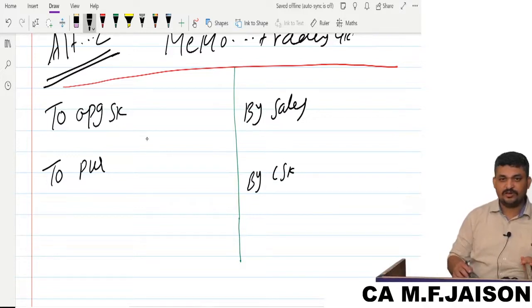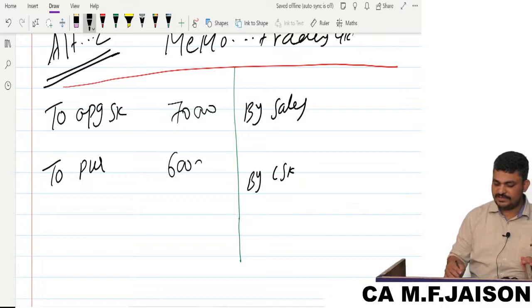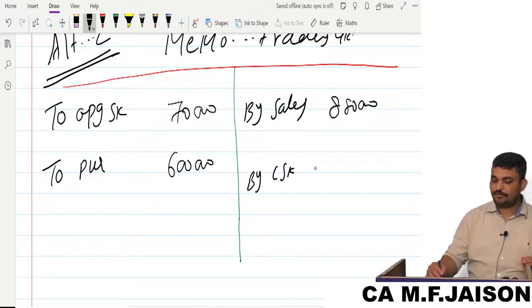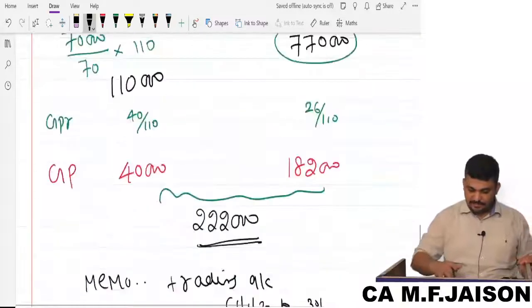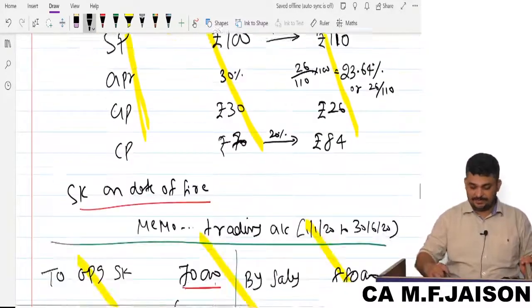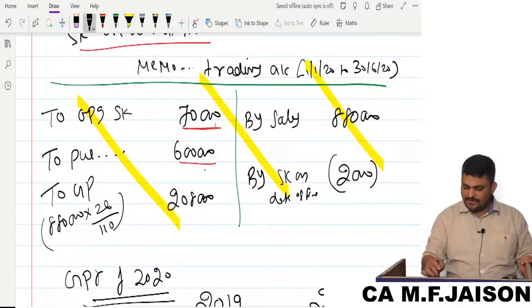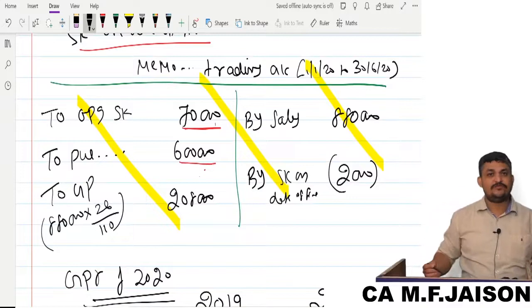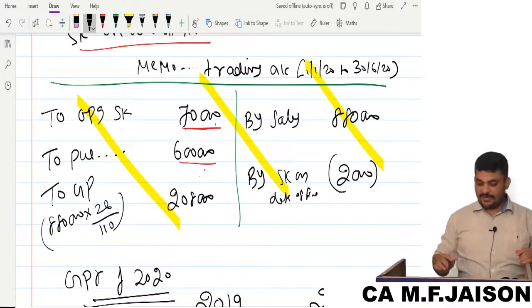So what is the opening stock here? 70,000. Purchases? 6 lakhs. Sales? 8,80,000. Closing stock, we want to arrive at as the balancing figure. Gross profit. Now, when we computed using this 26 by 110 and prepared the memorandum trading account, sir, we arrived at a negative closing stock. It was wrong, no? That is the point you should understand in this mistake.